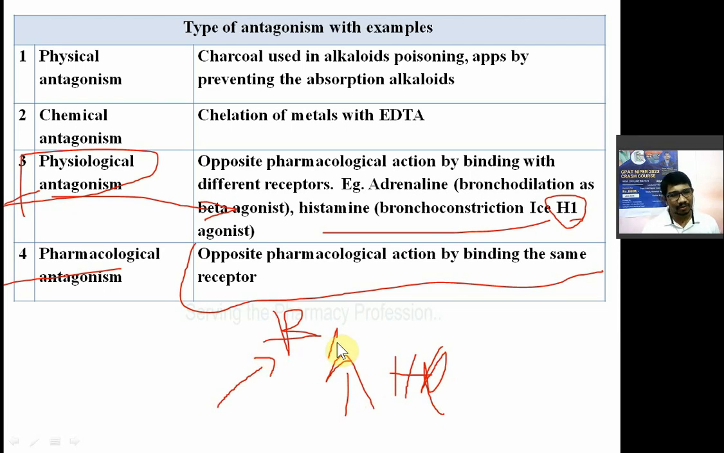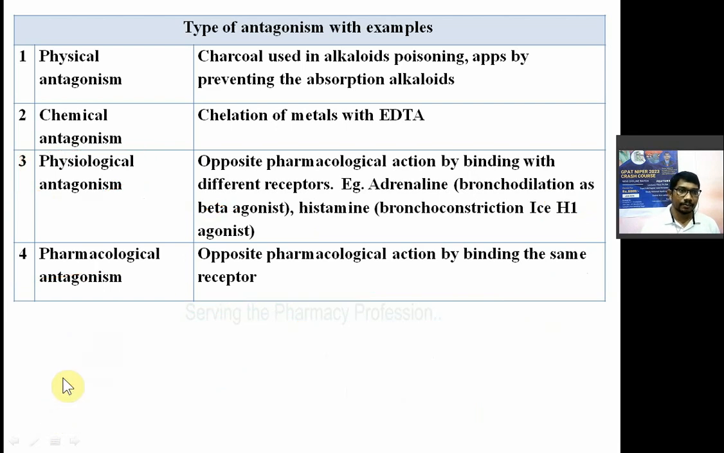pressure, right? Now, beta antagonists like propranolol, bisoprolol, pindolol, so they will cause blockage of receptor, okay, and they will decrease the heart rate, force of contraction and blood pressure. Question आपको ऐसा आता है, histamine and adrenaline they are ठीक है dash dash. Question में आएगा physical antagonist, chemical antagonist, pharmacological antagonist, physiological antagonist. So adrenaline, histamine they are a physiological antagonist.